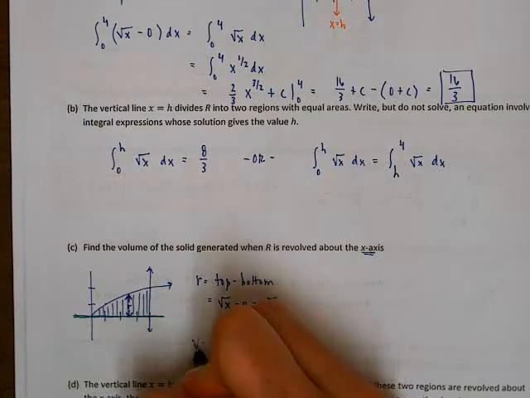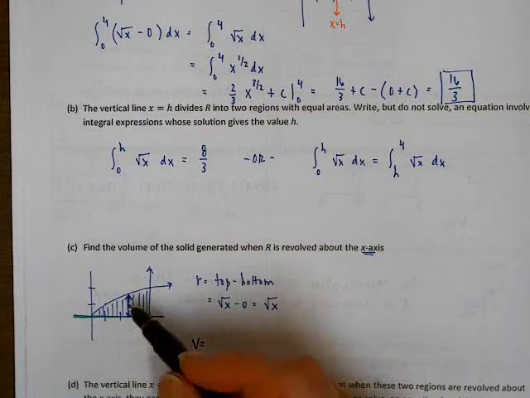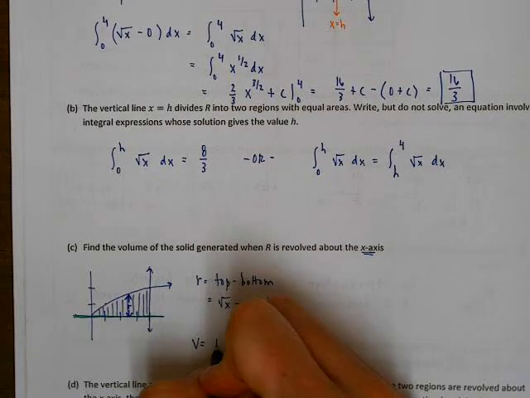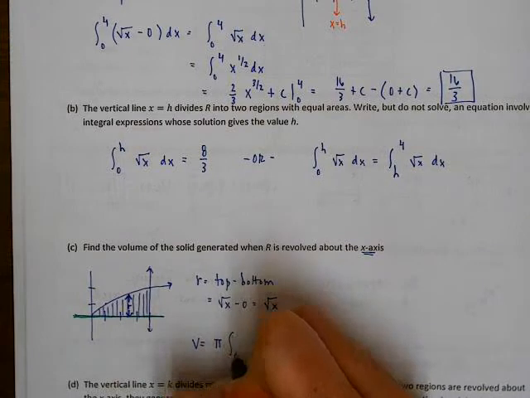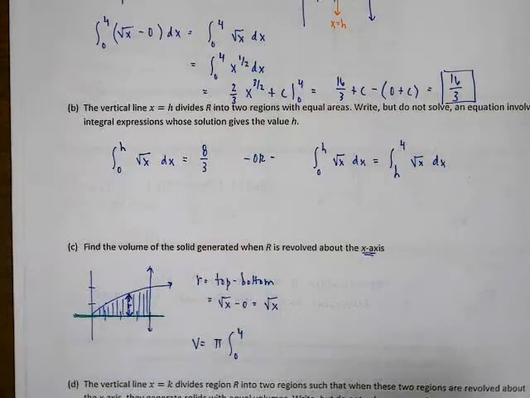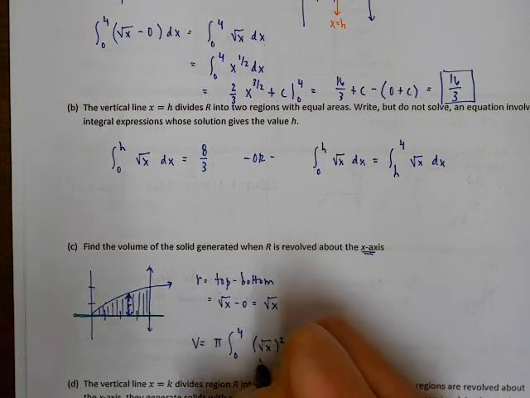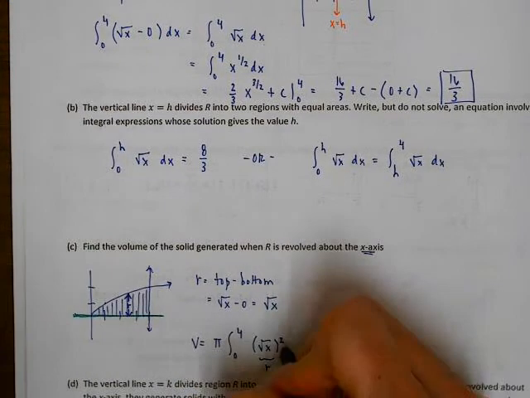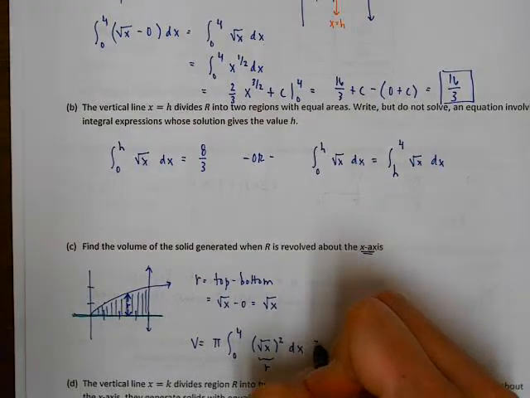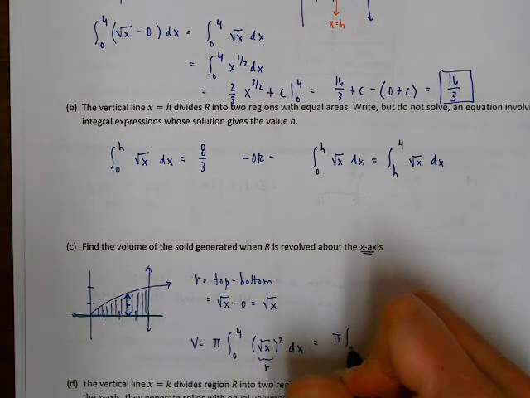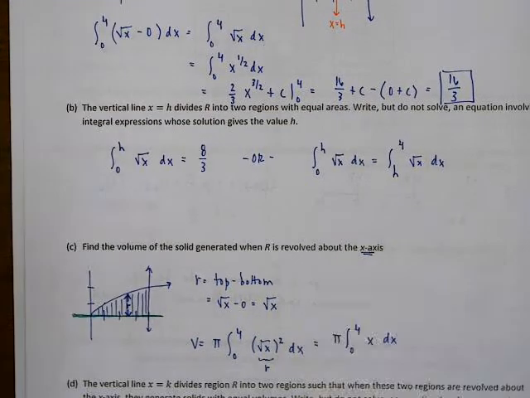So now, to find the volume, we know it's pi r squared because we're adding up all those circular cross sections. So I'm going to have pi times the integral from 0 to 4 of my radius squared, square root of x squared, right? This is our r, dx, which is the integral of pi from 0 to 4 of x dx.